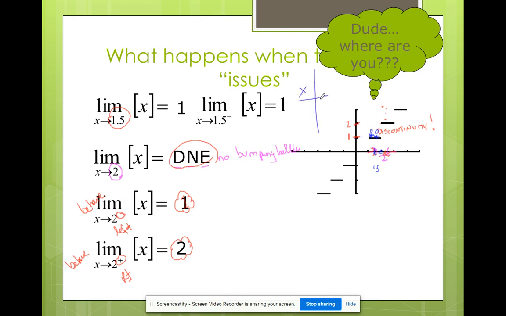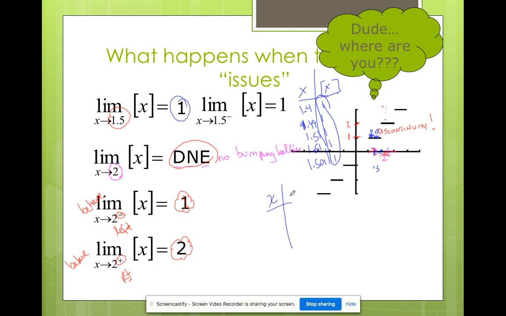And again, let me go back to the table. As you put in numbers close to 1.5 from the left, like 1.4, you had a 1. 1.49, you got a 1. 1.5, you also got a 1. 1.51, you got a 1. 1.501, you still got a 1, right? Because it's the greatest integer. So all of these range values are 1. So the overall limit is 1.